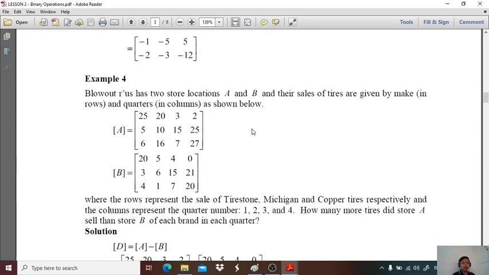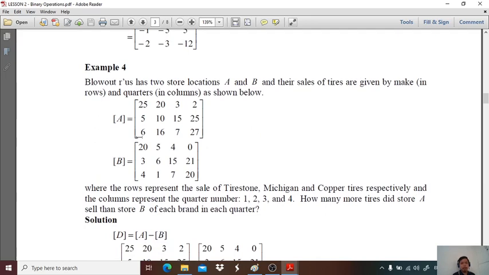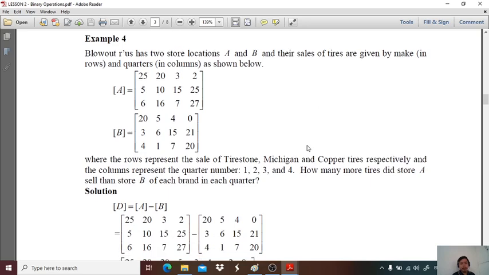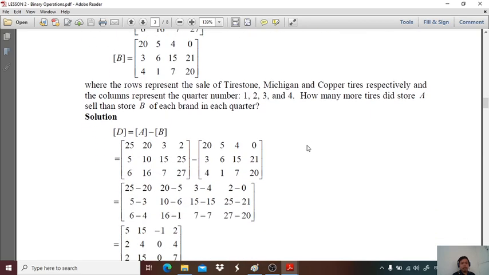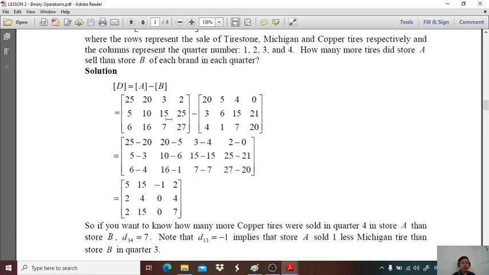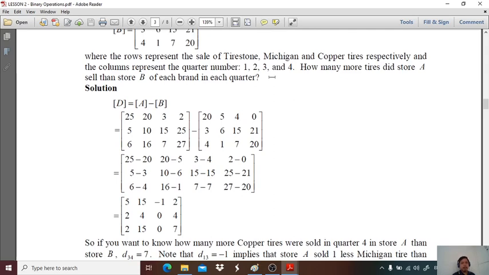Next, we have the sales of these two locations, and we are going to subtract. The question is, how many more tires? So we have to subtract the elements in A minus B. So this is the final answer. The question here is in each quarter.